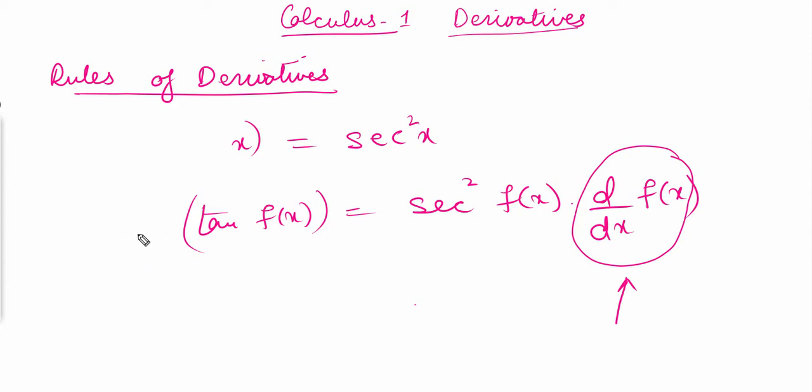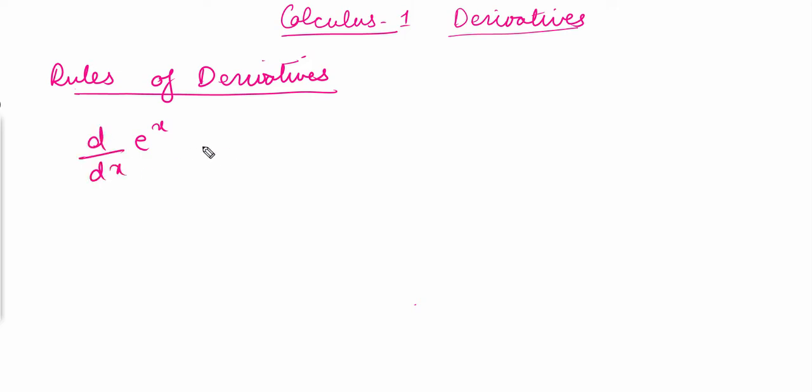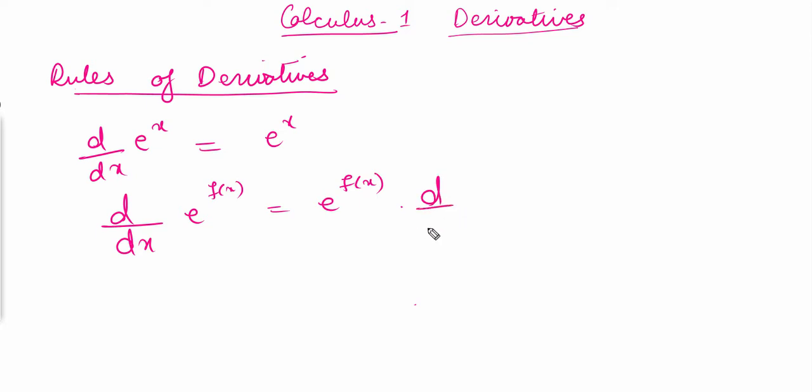Okay, now the next one, the derivative of the exponent function and the derivative of the logarithmic function. So if we have an exponent function, let's suppose e to the power of x, the derivative of e to the power of x will remain as it is, e to the power of x. But if we have d by dx of e to the power of f of x, then it will become e to the power of f of x times d by dx of f of x. So this will be the rule for the exponent function.